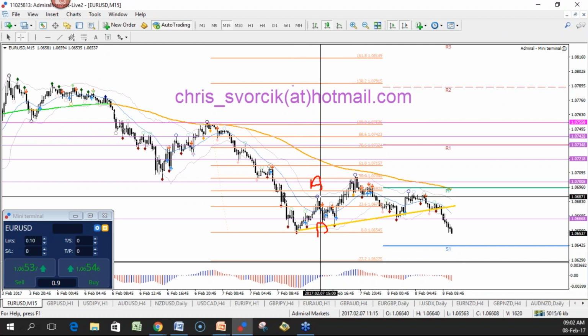A, B, C, and then a continuation. We had some kind of triangle here and a break of the triangle to the downside. So yesterday's analysis, I think more or less did happen. It just took a bit long for this ABC to correct and move down. It takes some time. But you can see why when price was here yesterday in our live webinar, it was not so interesting to short. If anything, reversal traders could have been on the lookout for a bounce.